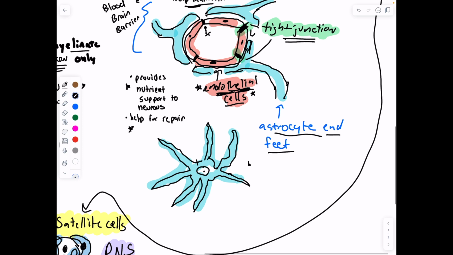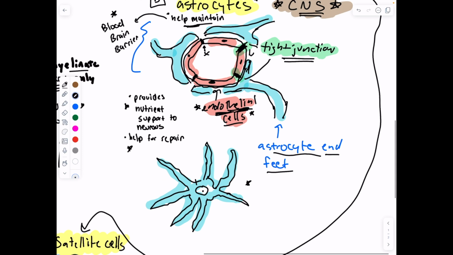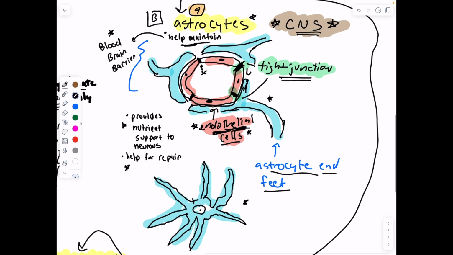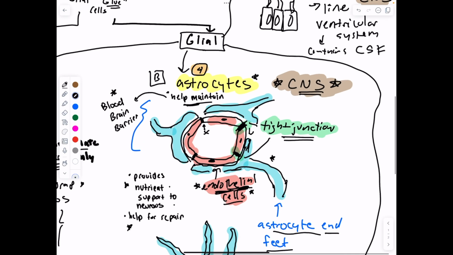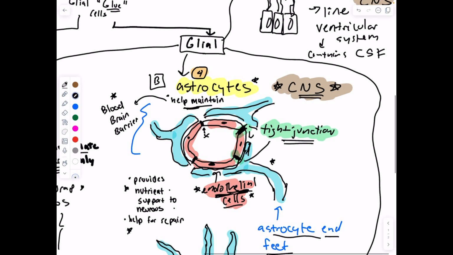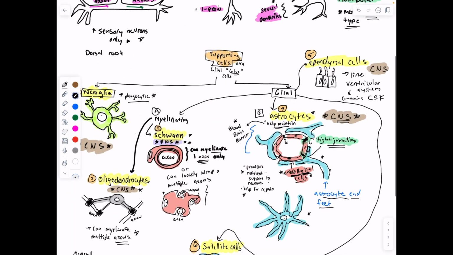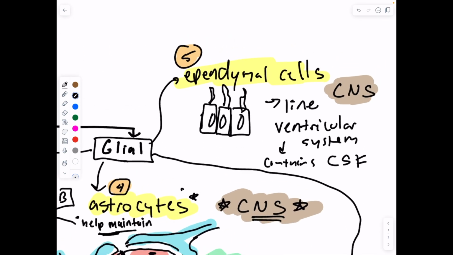All right, and then this is just another diagram of what the astrocyte looks like, because here we're just focused on the end feet. But astrocytes are providing nutrients to help repair and support the neurons, and then help maintaining the blood-brain barrier, signaling to form the tight junctions. So then we've covered microglia, phagocytic; Schwann cells, myelination in the peripheral nervous system; oligodendrocytes, myelination in the central nervous system; astrocytes, central nervous system.